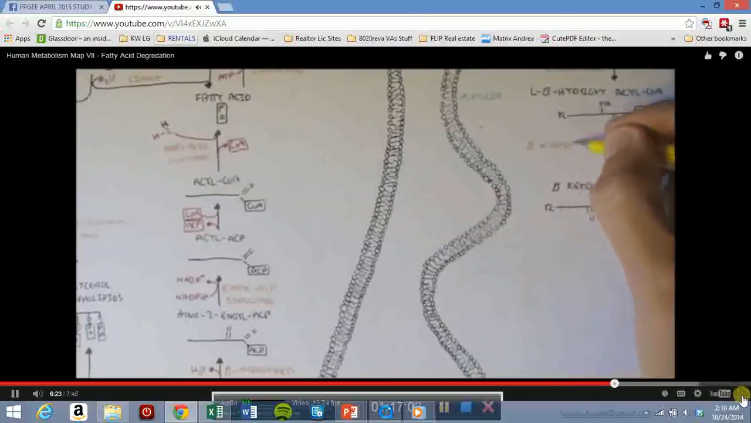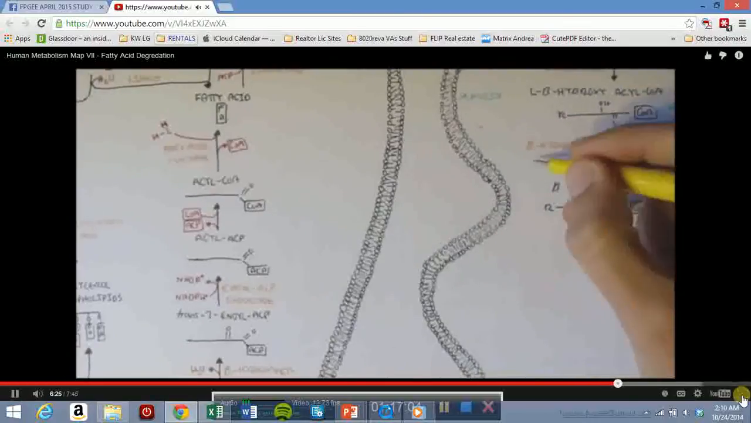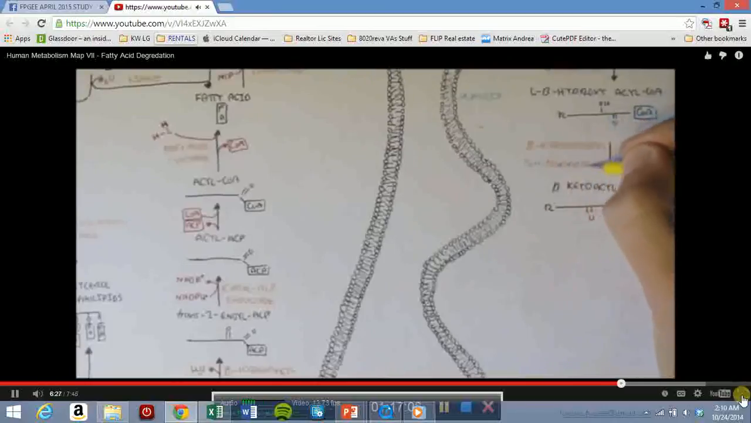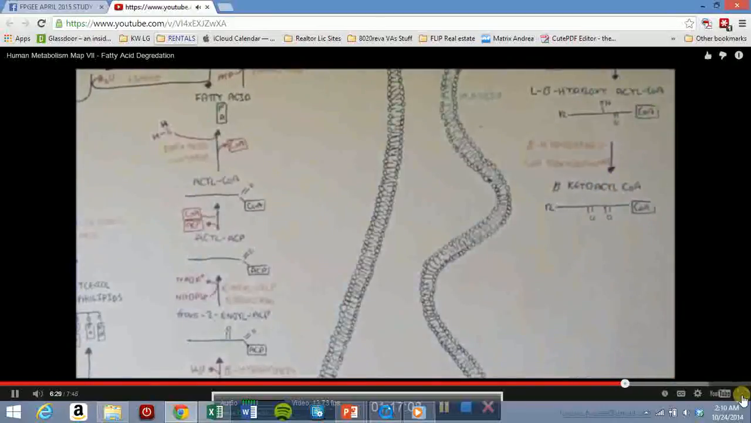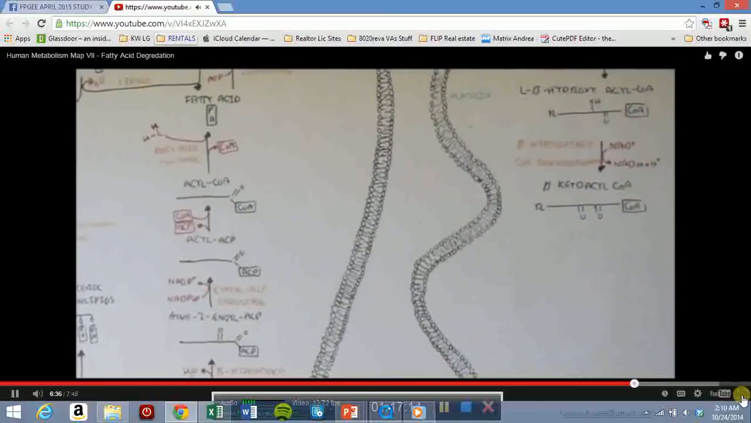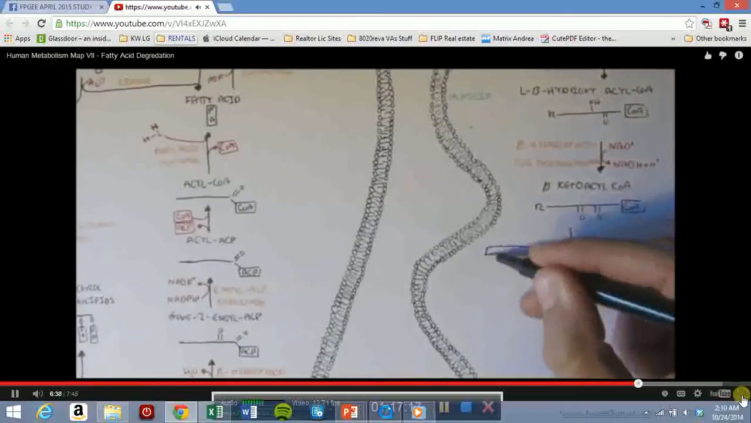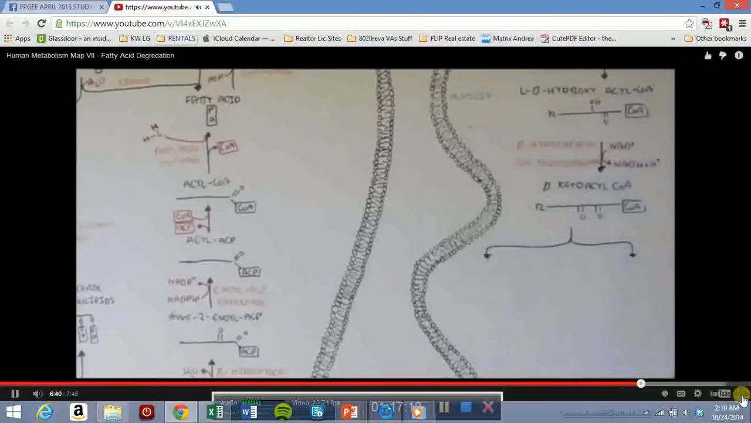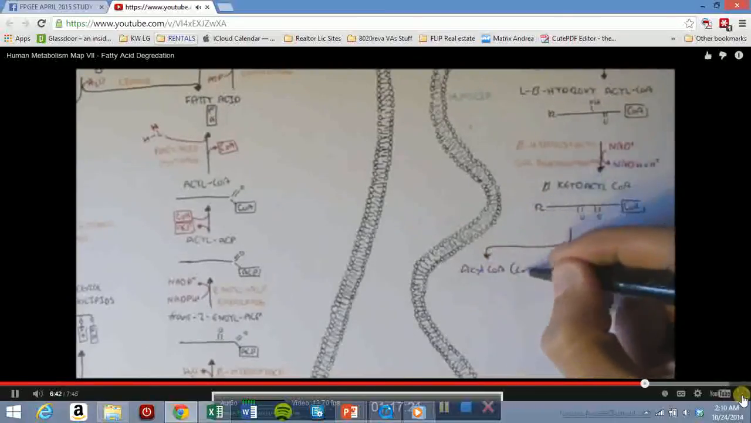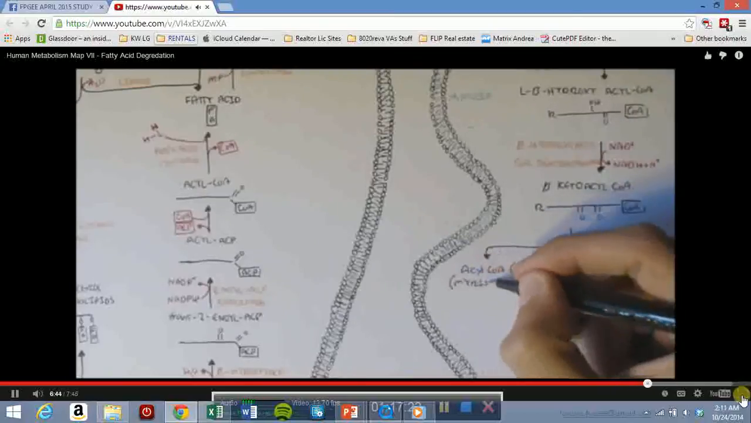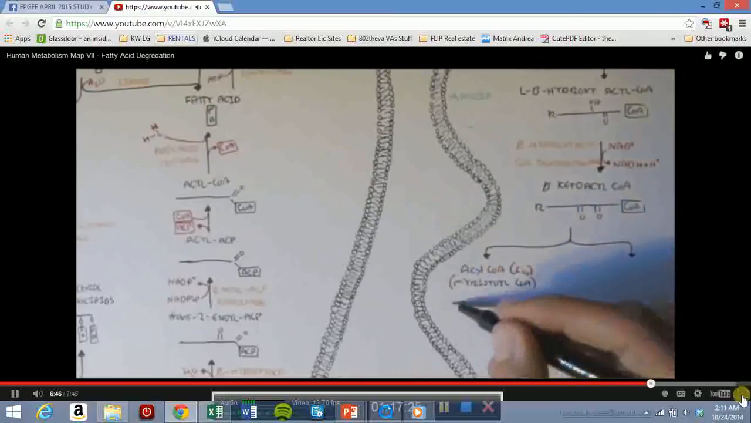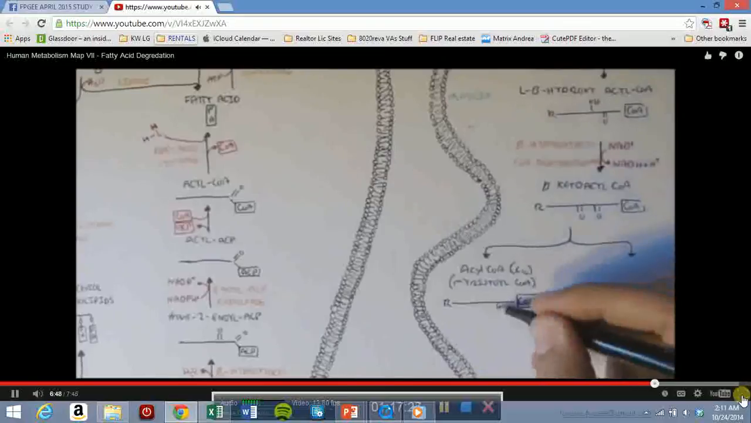NAD is reduced to NADH. So, from the beginning, we had oxidation, hydration, and oxidation again, which means that finally, beta-ketoacyl-CoA will cleave 2 carbons off, forming the 14-carbon fatty acyl-CoA called myristoyl-CoA.